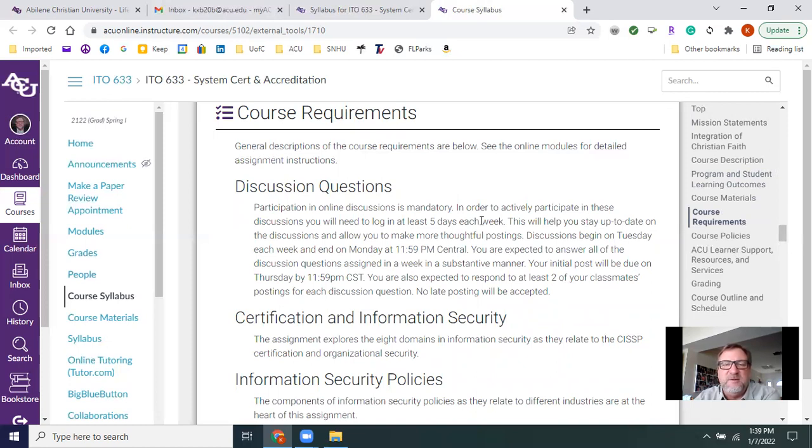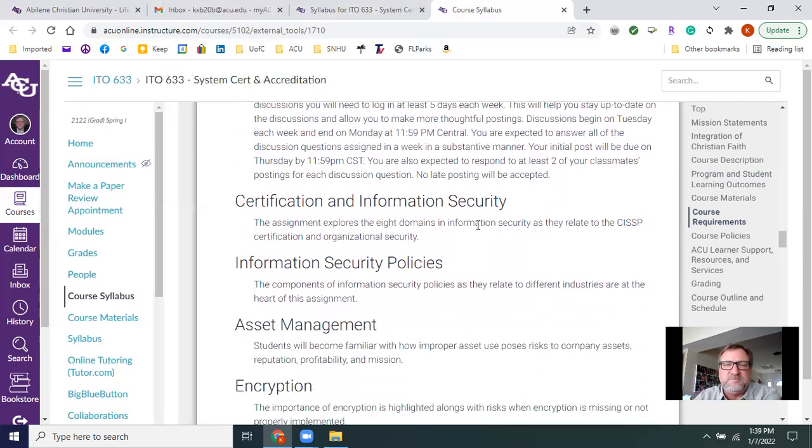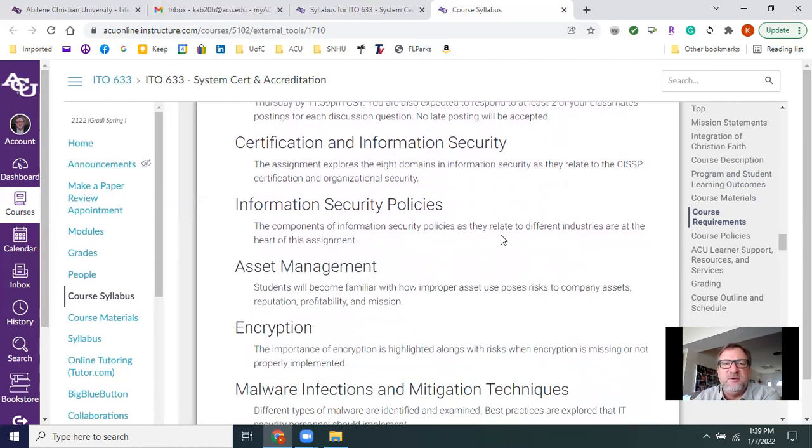Security, information security, or certification in information security. The assignment explores the 8 domains in information security as they relate to CISSP certification and organizational security. Information security policies, the components of information security policy that relate to different industries, are at the heart of the assignment. We discussed the asset management assignment.